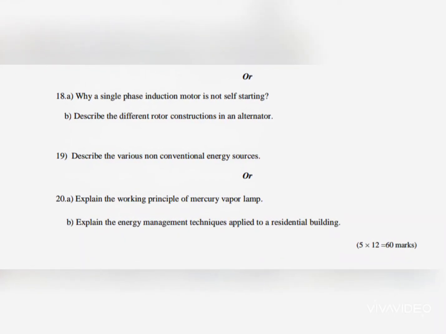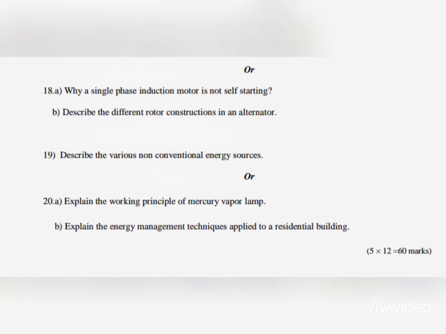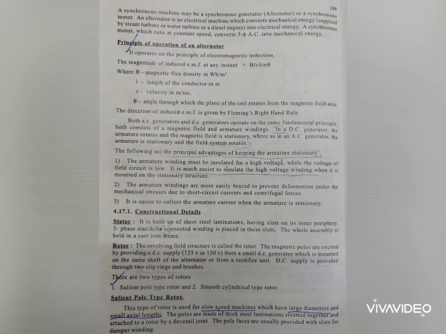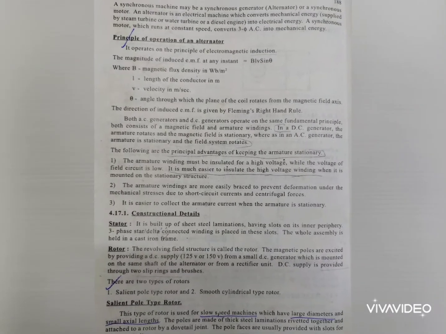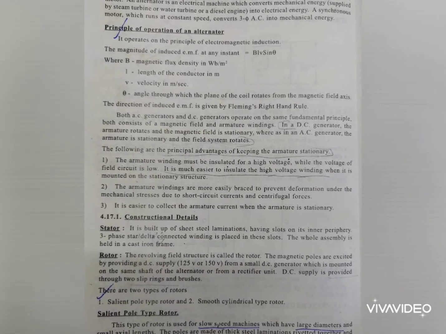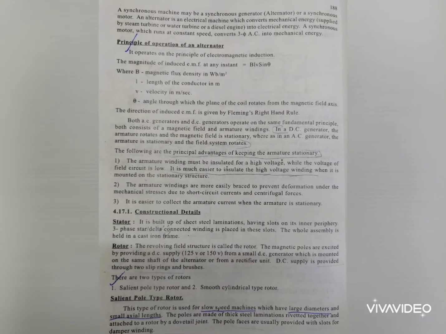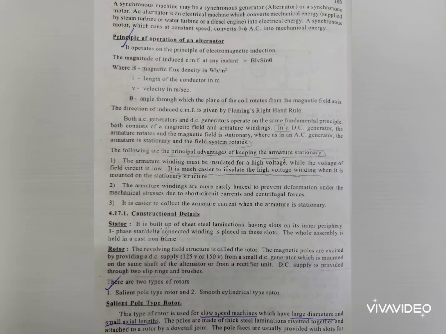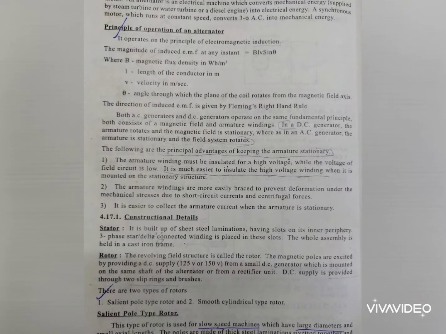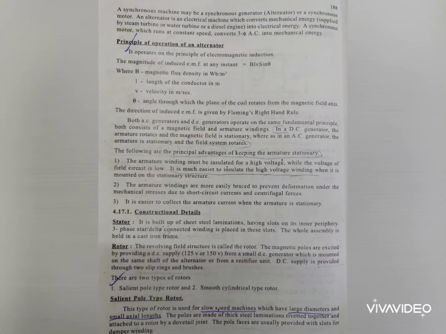18th question B is describe the different rotor constructions in an alternator. So synchronous machine is an AC machine in which the rotor moves at a speed which is having a constant relationship to the frequency. F is equal to Pn by 120. And a synchronous machine may be a synchronous generator or a synchronous motor. A synchronous generator is called an alternator.